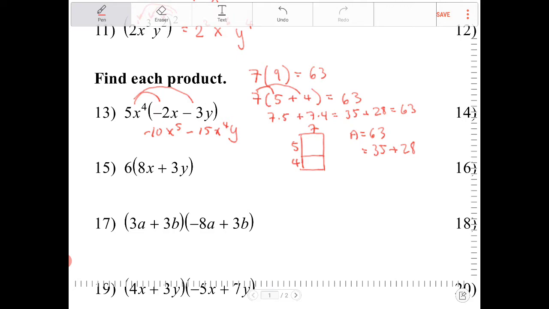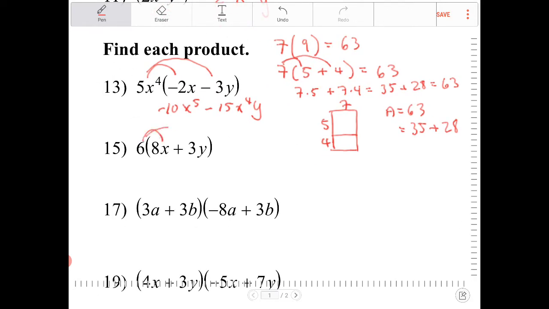All right, so let's take a look at number 15. So again, we're distributing. So this becomes 48x plus 18y. When I multiply, I'm going to be combining terms together. So 6 and 8 makes 48. The 6 does not get multiplied by x, just because what I have here is 6 times 8 times x. We do not need to multiply the 6 twice there. It doesn't work like that. So don't make that mistake.